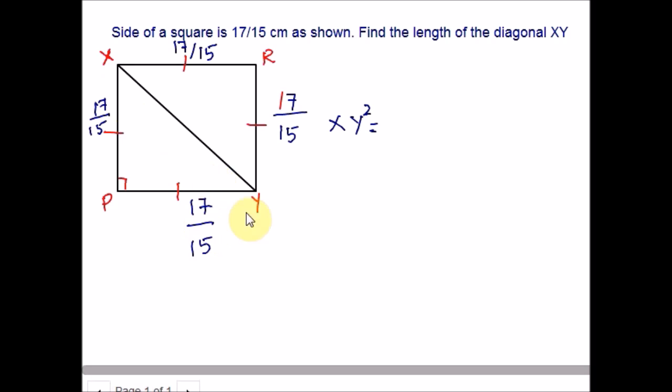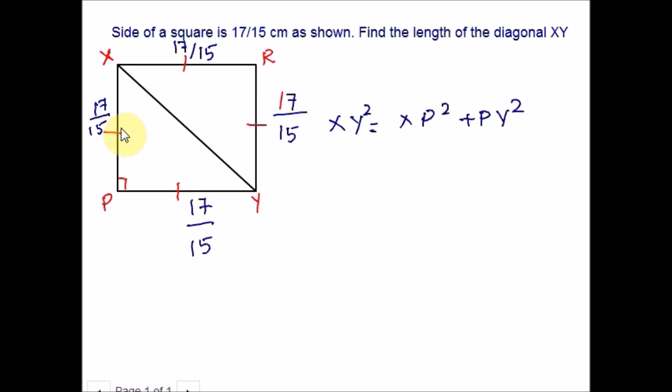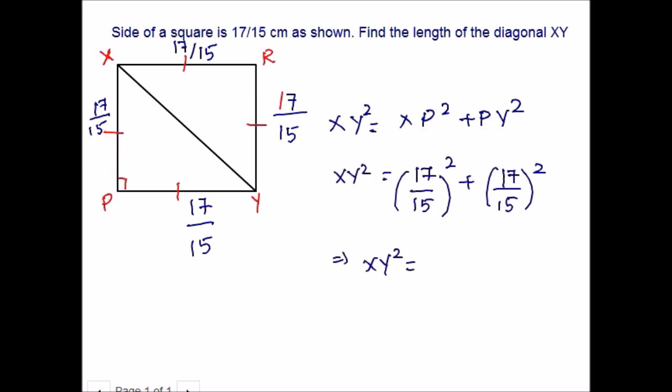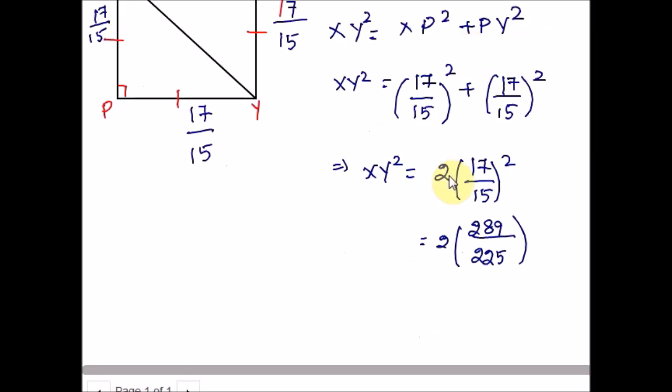Now plug in the sides. All these sides are equal, so 17 over 15 for both. 2 times 17 over 15, the whole squared, is 289 over 225. Or you can keep this as squares. In case you take a square root, you can give your answer as 17 over 15 times square root 2. In case the options given in your question are in decimals, you can convert everything into a decimal. I'll give you both the answers.